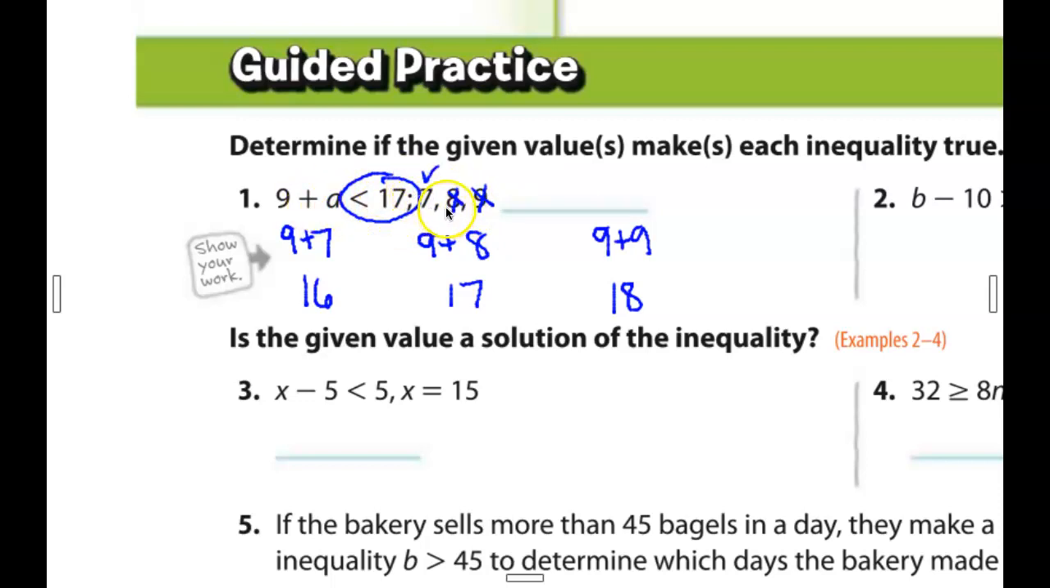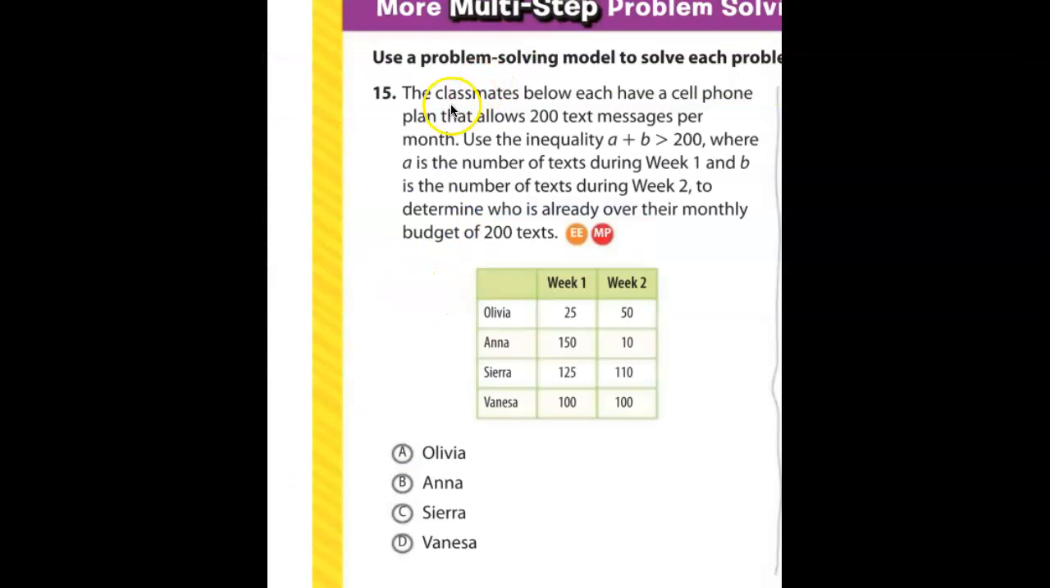But noticing the pattern, 8 and 9 were not possible solutions. If 7 is a possible solution, is everything less than 7 a possible solution, or is everything greater than 7 a possible solution? Very good. 7 and anything less than 7 is a possible solution to this inequality. Okay, let's use what we know about inequalities to solve this word problem.